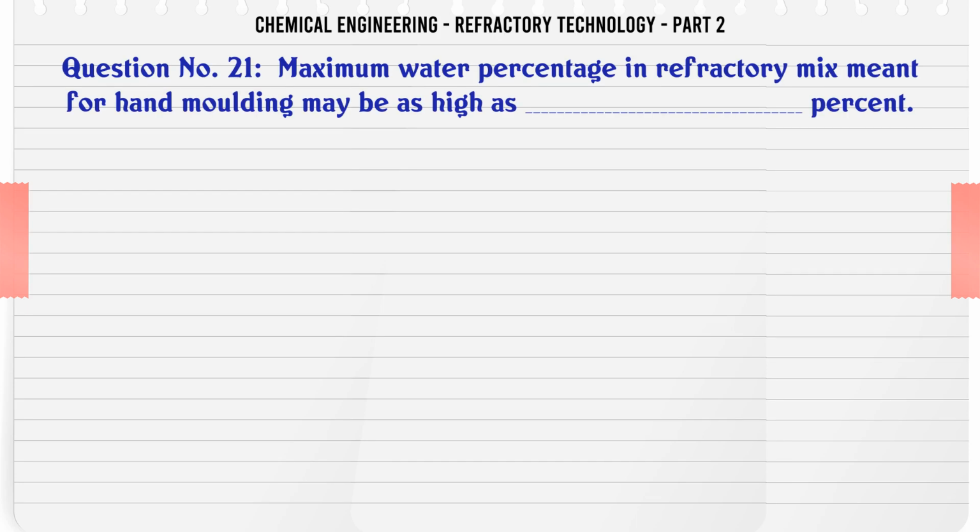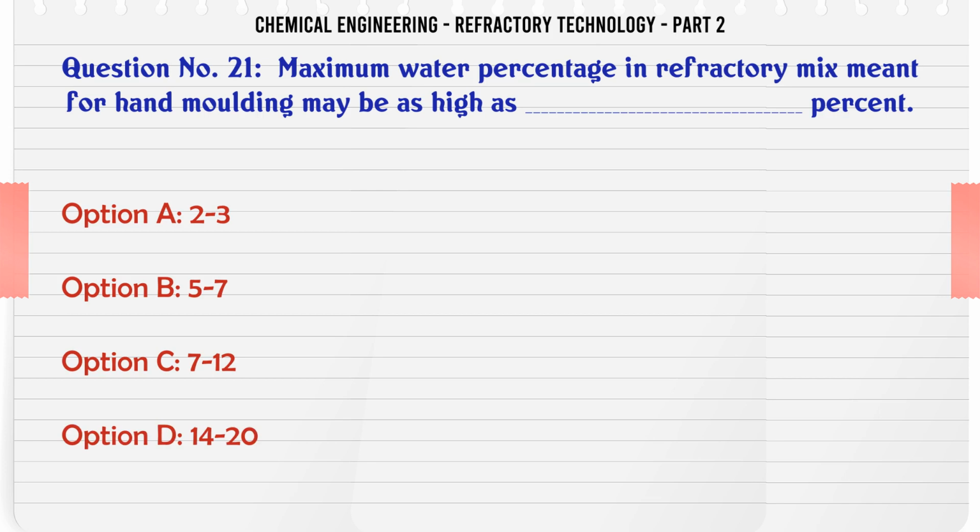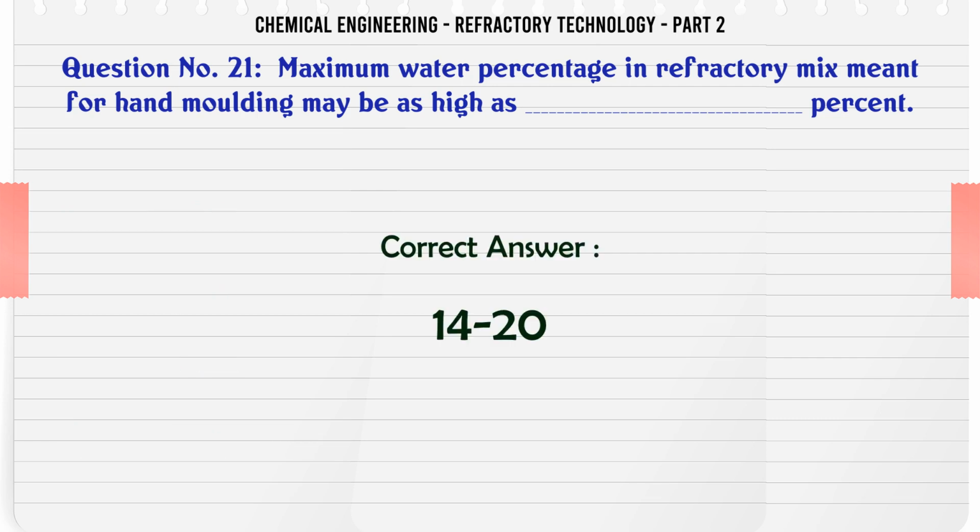Maximum water percentage in refractory mix meant for hand molding may be as high as %. A. 2-3. B. 5-7. C. 7-12. D. 14-20. The correct answer is 14-20.